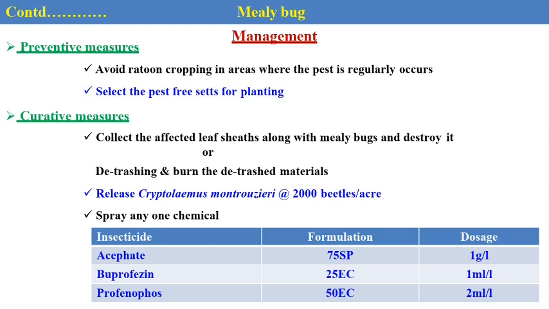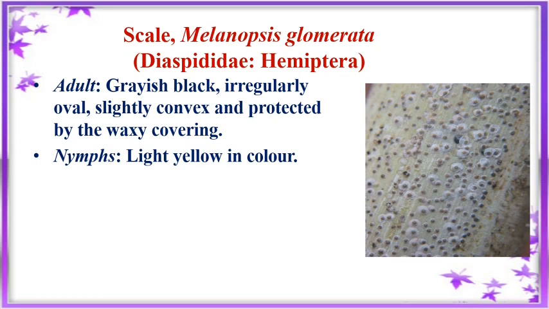How can we control the mealybug in sugarcane? Avoid ratoon cropping in areas where the pest regularly occurs. Then select pest free sets for planting. In case of curative measures, the mostly used biocontrol agent is Cryptolaemus montrouzieri, the Australian ladybird beetle. At the rate of 2000 beetles per acre, it is effective. If you go for chemical control, acephate, buprofezin and profenofos are the effective chemicals against the sugarcane mealybug or all species of mealybug.